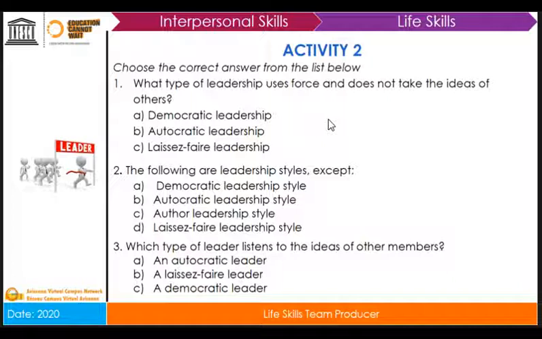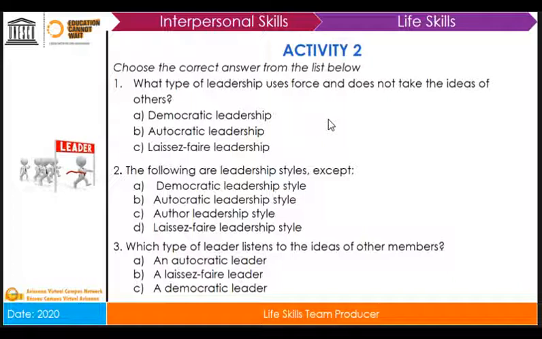Question 1. What type of leadership uses force and does not take the ideas of others? A. Democratic leadership. B. Autocratic leadership. C. Laissez-faire leadership.